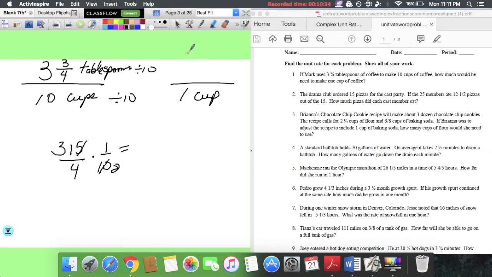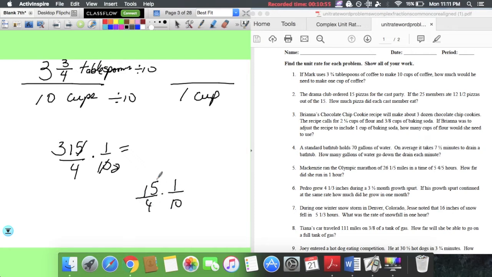Something's wrong here. 4 times 3 is 12, 12 plus 3 is 15, 15 over 4. I'm going to divide by 10, which means multiply by 1/10. 15 over 4 times 1/10, that's correct.